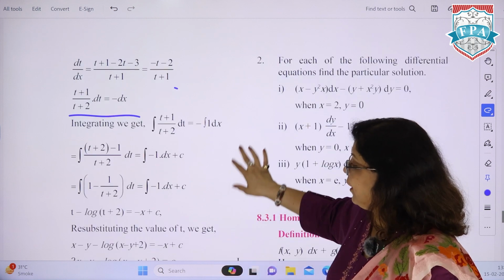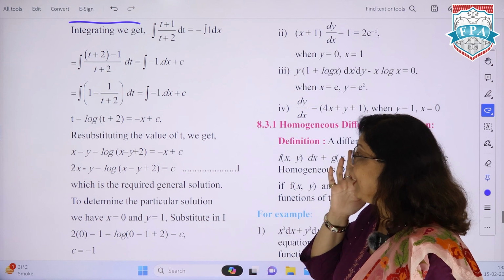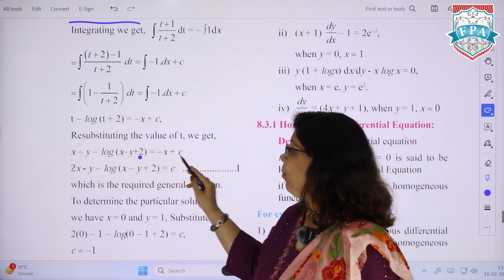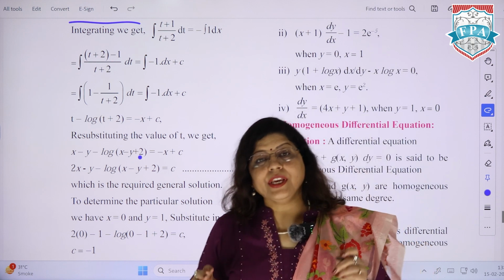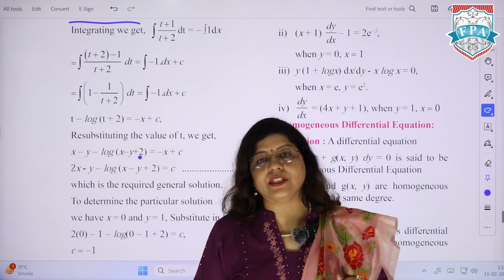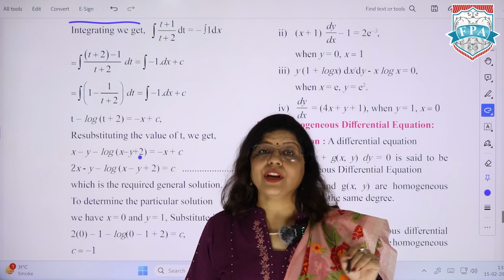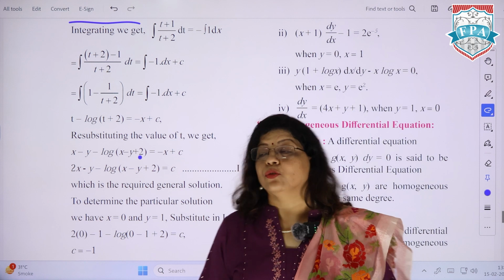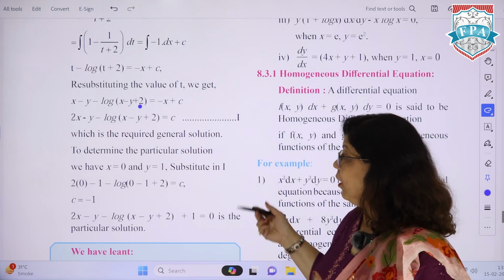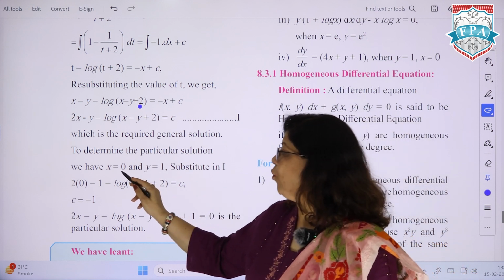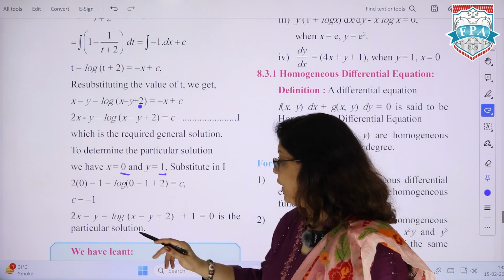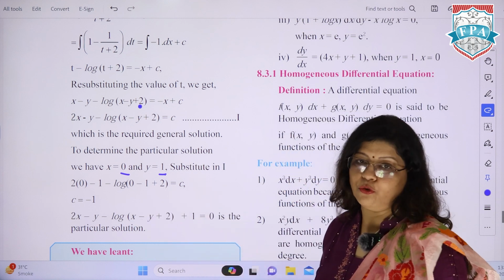So when we integrate this, after the integration, we are left with x minus y minus log this is equal to minus x plus c. Now here if you notice, c is just taken as c. We are not taking c as log c because each and every term is not log. So then we'll just take that as c, and since we want the particular solution, put the value of x and y which is given over there and calculate c and then write the particular solution.